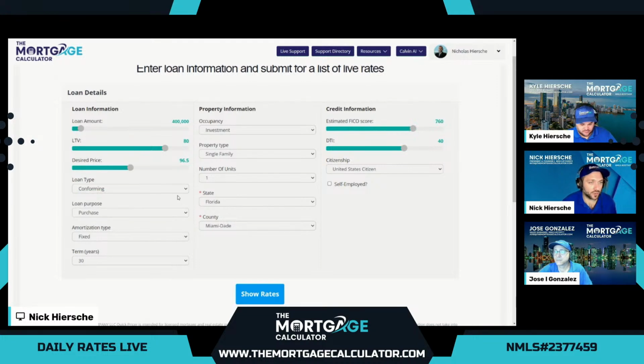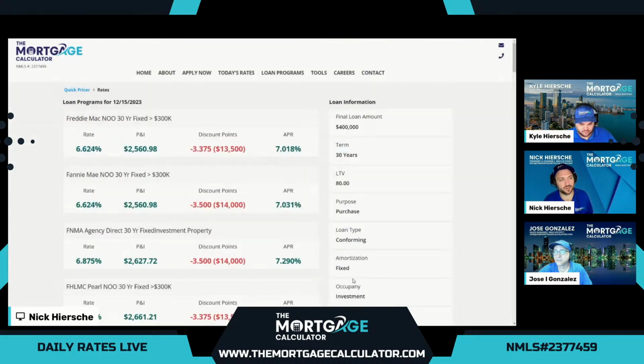We will start with conforming conventional. Everything is going to stay the same as our other demos. All we've done here is change to investment. So let's check out the investment conventional programs. And drop in like a rock as well. So we love having episodes where the rates are dropping. So best option here, 6.624, 3.375 discount points, puts the final APR at 7.018.